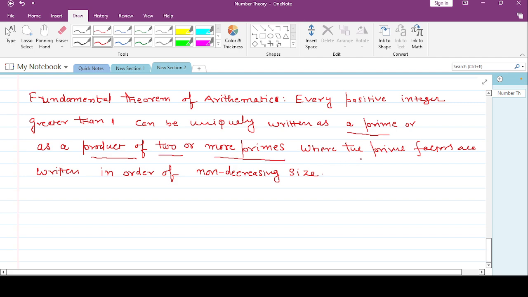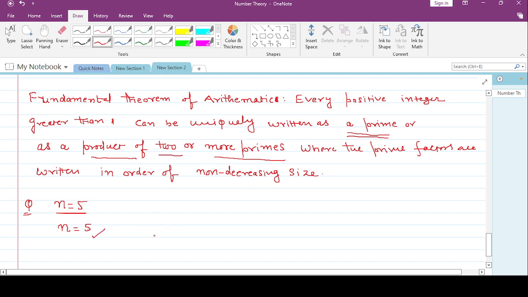Okay, where the prime factors are written in the order of non-decreasing size. We write them in the increasing order. For example, suppose I take this number n equal to 5. As 5 is a prime number, we have already learned this thing. So I can write this 5 as 5. Here you see that I have expressed this number which is greater than 1 as a prime. So this is the first part.